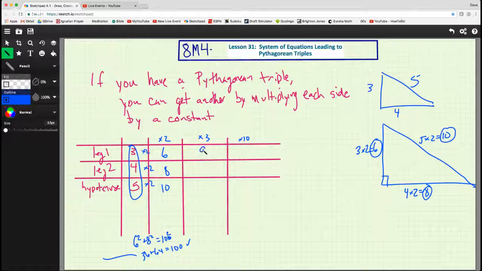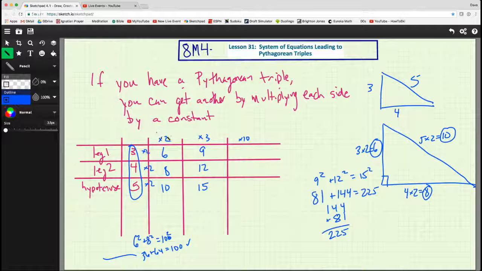Multiplying by 3, you'll get 9, 12, 15. Sorry, I squared it in my head. So let's see if that works. That would be 81, which is 9 squared, plus 144. Does 9 squared plus 12 squared equal 15 squared? And the answer is yes, because 81 and 144, you add them together and you get 225.